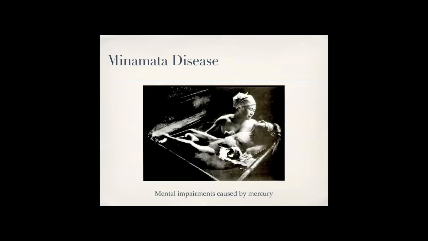So on to the next one. Minamata disease is mental impairments that are caused by mercury. If you remember, not first unit, but first semester, Minamata was when in Minamata, Japan, there was a building that was leaking toxic materials into a nearby river, and when people drank from that river, it caused mental impairments. So Minamata disease is anytime you get mercury poisoning. So you probably shouldn't eat a lot of fish because they do contain a lot of mercury.